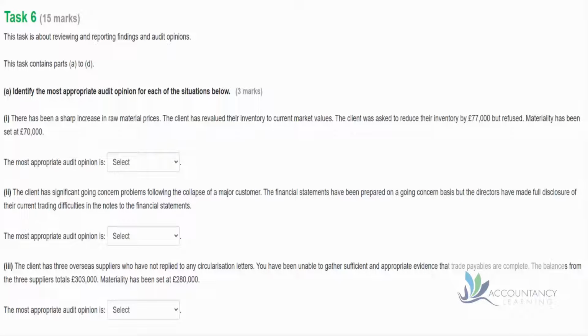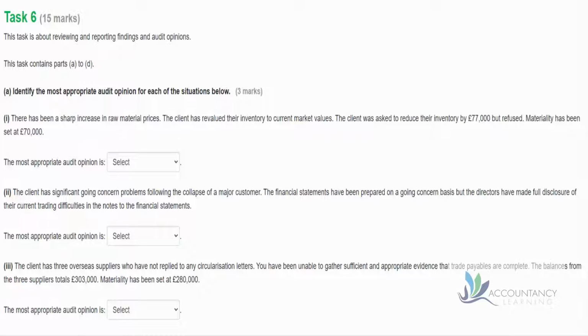This is a debrief of Task 6 from the Audit and Assurance First Sample Assessment. Task 6 is about reviewing and reporting findings and audit opinions. So deciding which audit opinion is appropriate is quite a tricky question. Remember that in our virtual learning environment we have a flowchart which shows what sort of opinion you should give in particular situations. So hopefully when you try this you are using that flowchart.